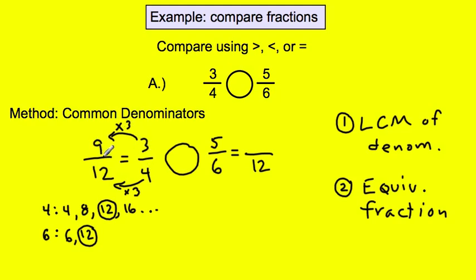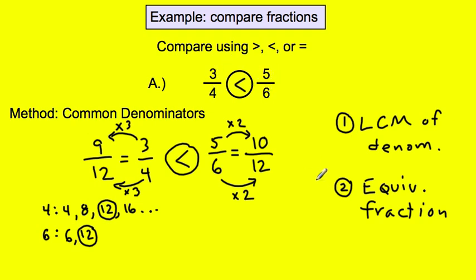So 3/4 equals 9/12. On the 5/6 side now, 6 to 12 would be a multiply by 2 situation, and then we have to do the same thing to the numerator. 5 times 2 is 10. 9 twelfths is our new fraction here. 10 twelfths is our new fraction here. And again, if the denominators are the same, then just comparing the numerators. So 9 is less than 10, and so that should be your symbol.